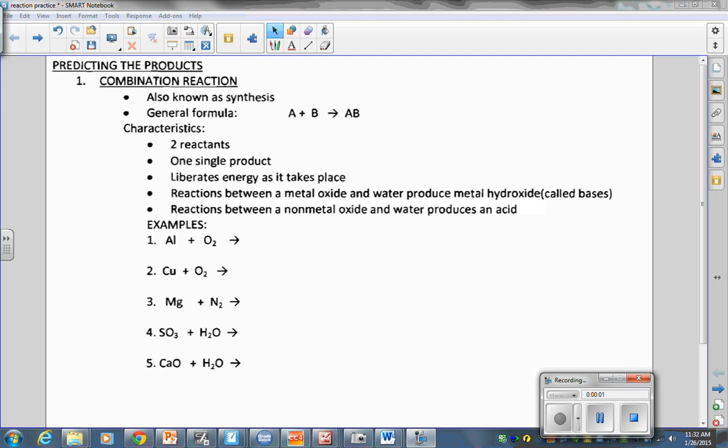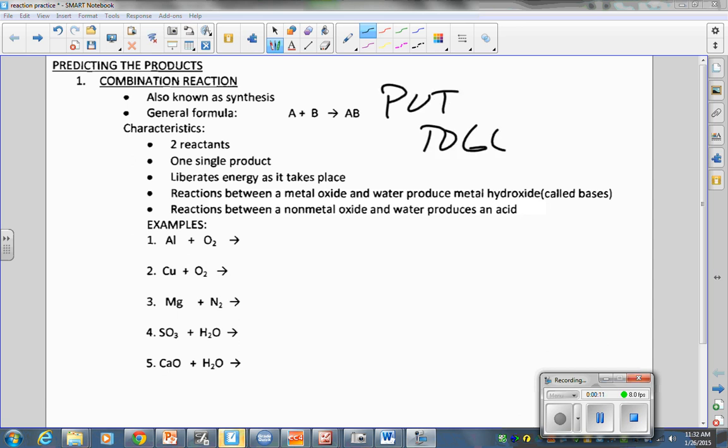Do the types of reactions, predicting reactions. First one you have to be able to do is a combination reaction. Combination reaction means you're basically going to put something together, right? So when you go to put it together, the cardinal rule is on the right-hand side, you always have to crisscross. Crisscross, right? So like here, Al and O2.